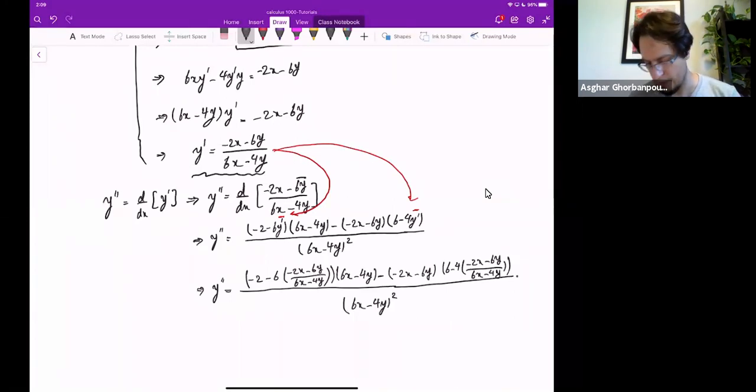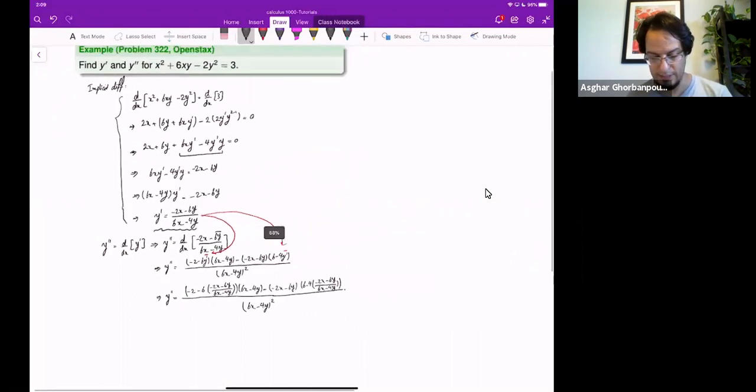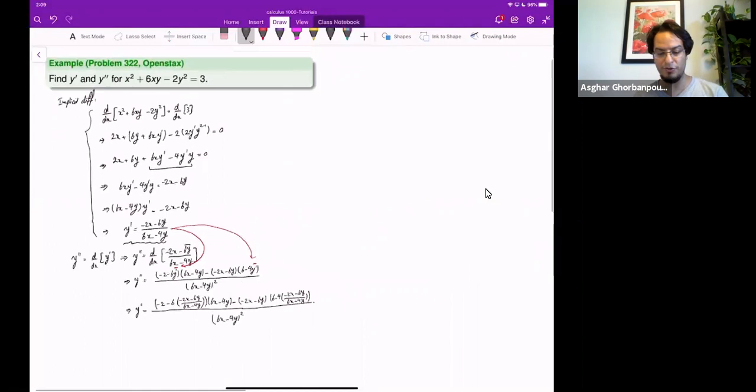Finding the second derivative for an implicitly defined function may seem strange, but it will be straightforward if you just consider that the second derivative is the first derivative of y prime.